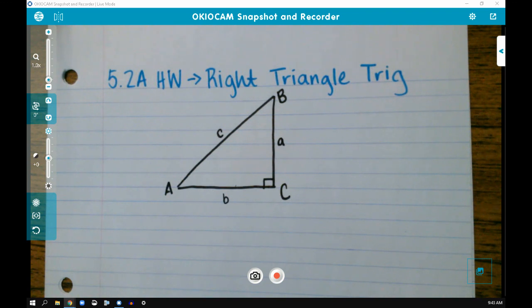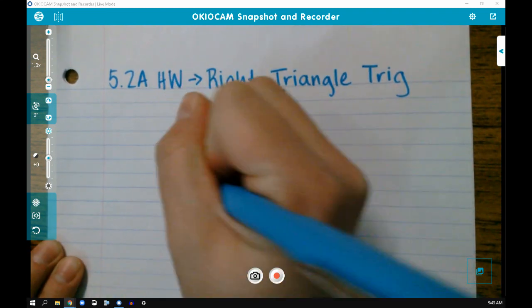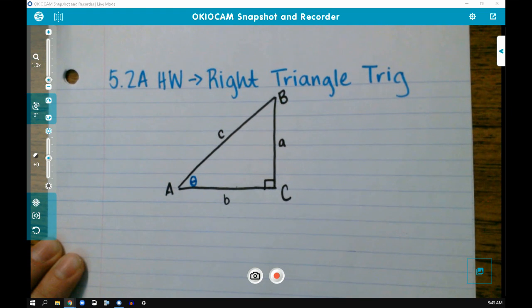We can also label our sides, so we will use both A, B, and C to refer to our sides. We are usually going to be finding our trig functions of our angle A. So we are going to go ahead and label our angle A with a theta. So the Greek letter theta, a capital theta is a capital O with a line through it.